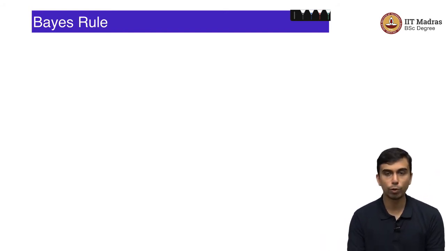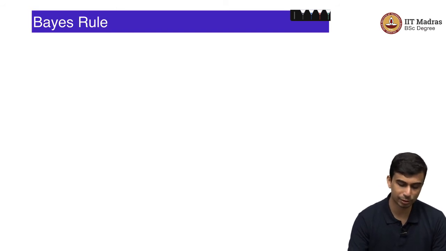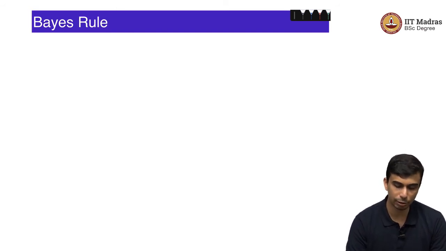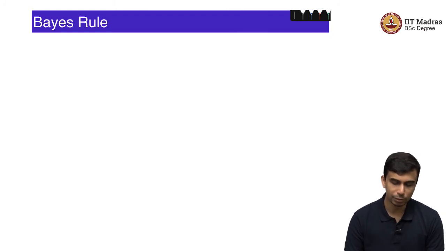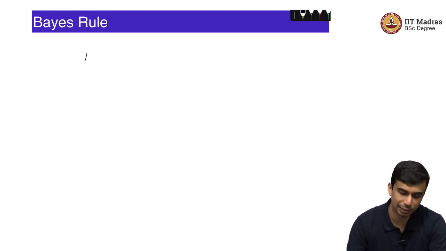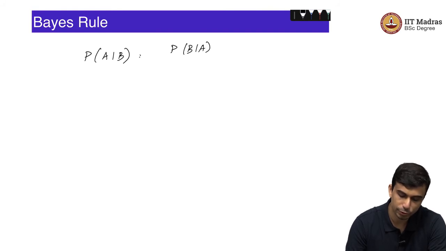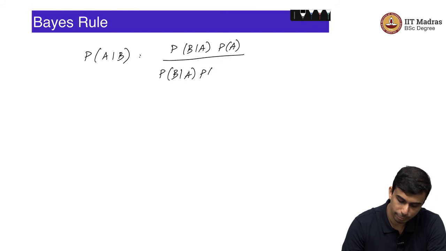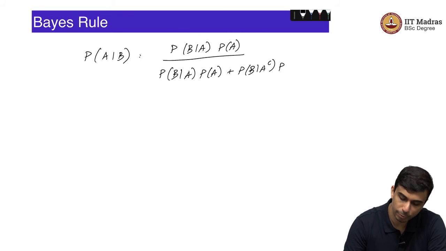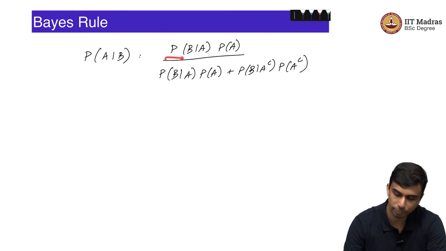Right. So now we move on to another slightly advanced technique, which is called the Bayes rule. Bayes rule simply gives you a way to flip the conditioning. For example, this is what it says: the probability of A given B is equal to the probability of B given A times the probability of A, divided by the probability of B given A times the probability of A, plus the probability of B given A complement times the probability of A complement.